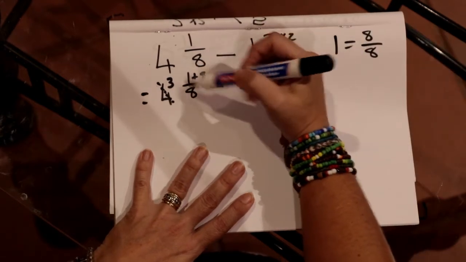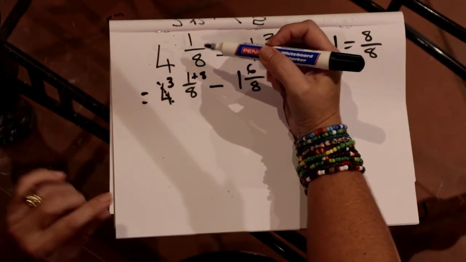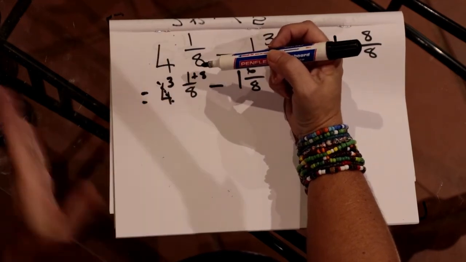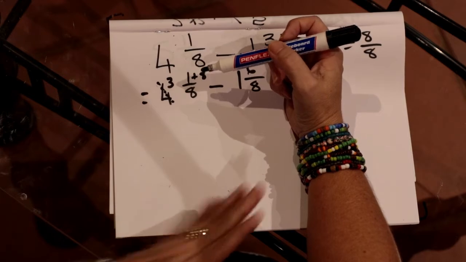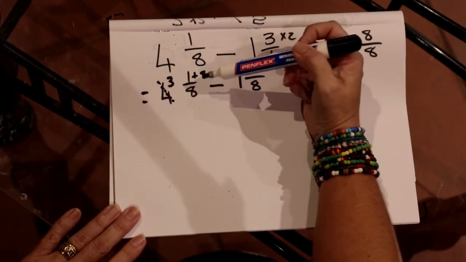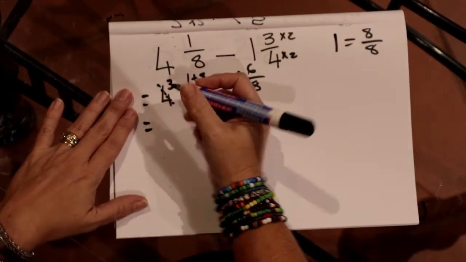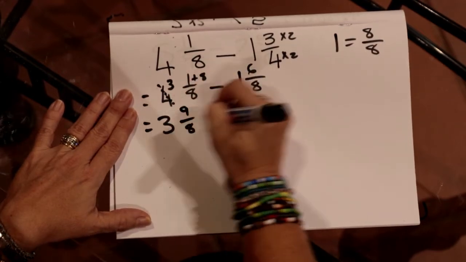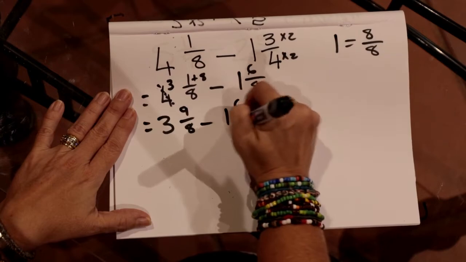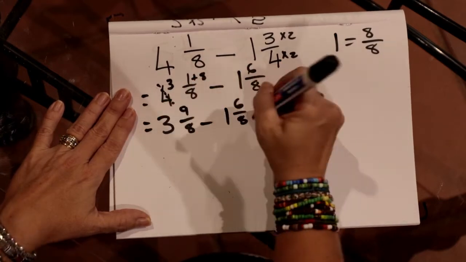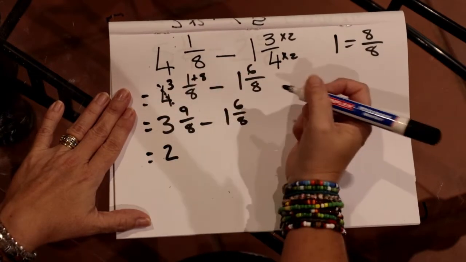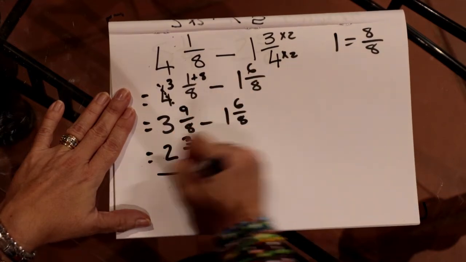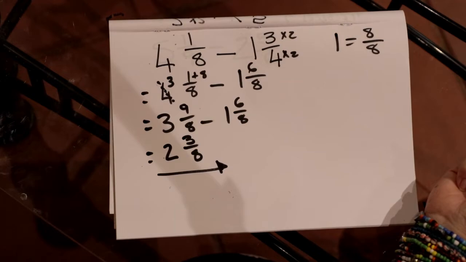I can't just give them 1, because that means that I'm giving them one piece of a cake. I've got to give them a whole cake that's been cut into 8 pieces. So that is where that 8 comes from. Then I go and write my fraction as a new fraction, so I don't mess it up. Now I can minus. 3 minus 1 equals 2. 9 minus 6 equals 3 over 8. And that is my final answer.